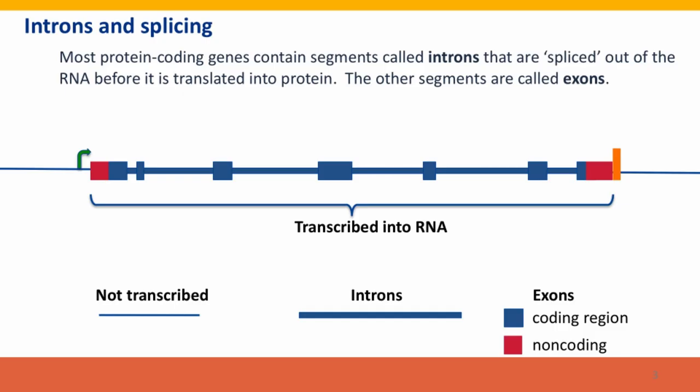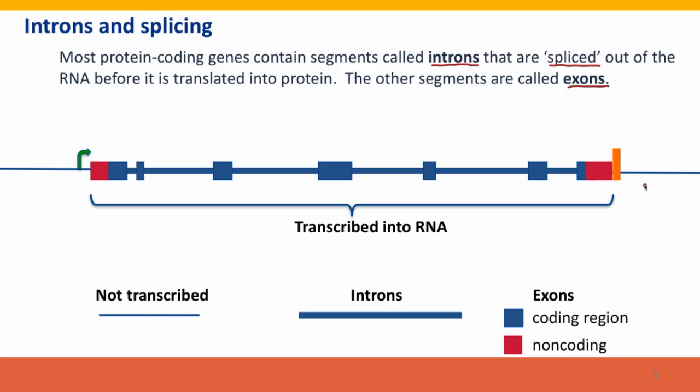They're called introns, and they have to be cut out. The term we use is they need to be spliced out of the RNA before it's a functional messenger RNA and is ready to be translated into protein. The segments that are kept are called exons, and the segments that are discarded are called introns.